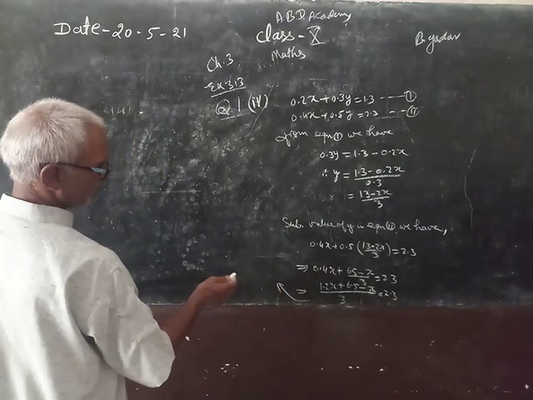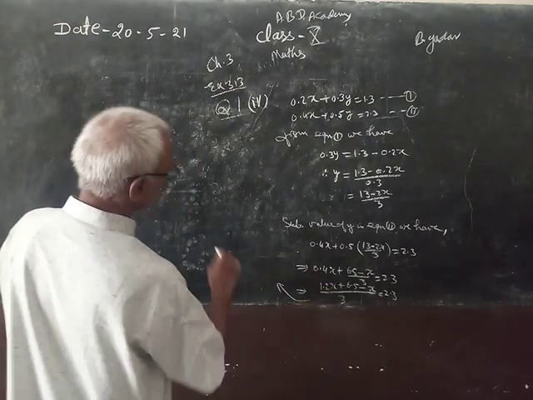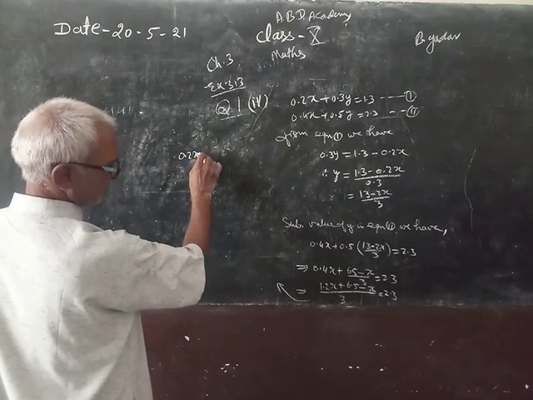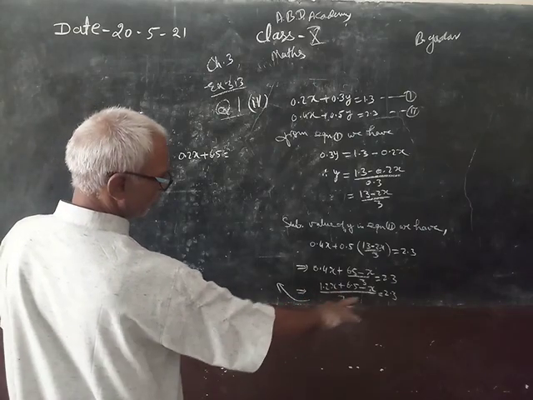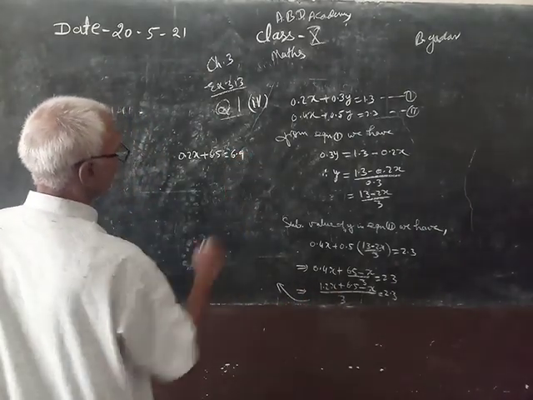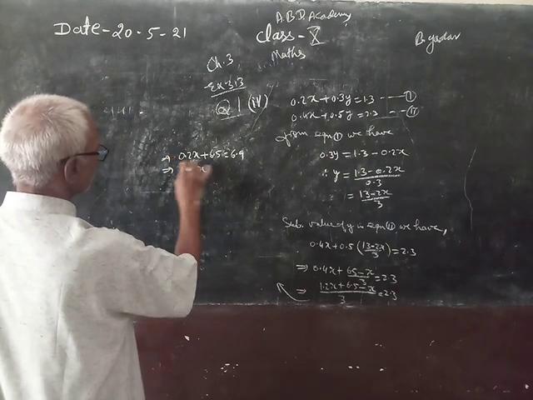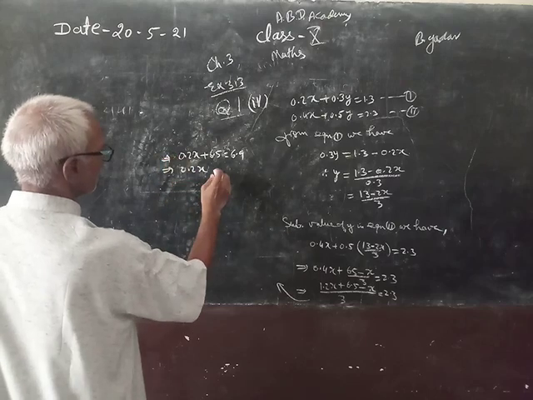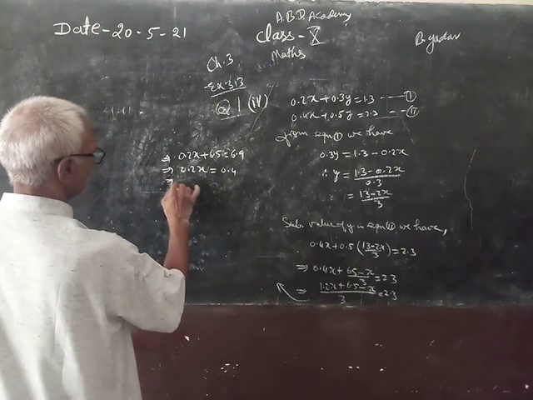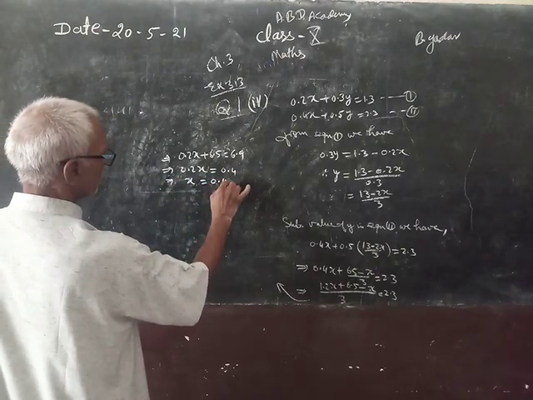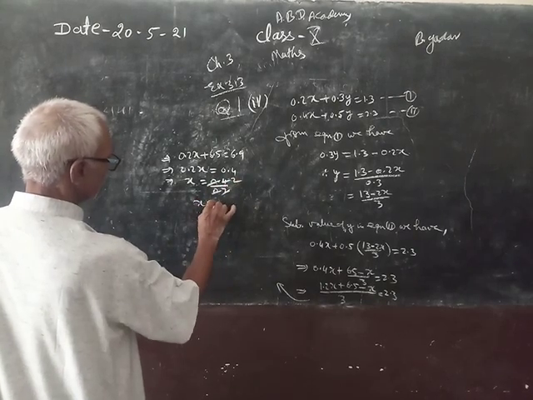So from here, 1.2x minus x is 0.2x plus 6.5 is equal to 2.3 into 3, that is 6.9, which implies 0.2x is equal to 6.9 minus 6.5, that is 0.4, which gives x is equal to 0.4 upon 0.2, which is equal to 2. So x comes to 2.